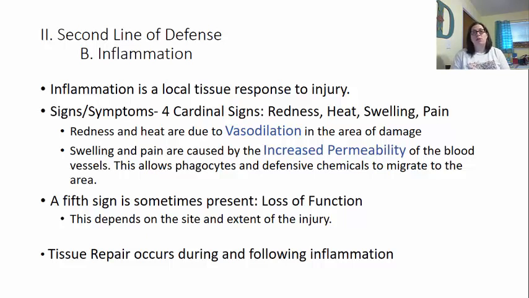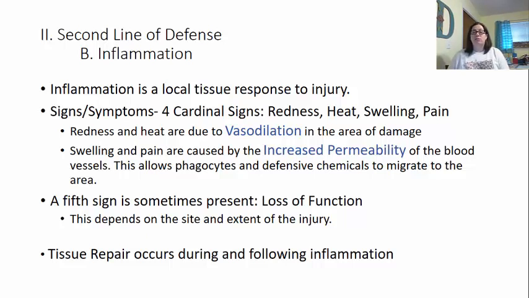Redness and heat are due to what we call vasodilation in the area. So when damage has occurred in the area, the blood vessels in that area will dilate. They get larger. This is going to bring more blood in, and blood has that red color, and this is what causes the redness. Blood also has a higher temperature than your body temperature, and this is what brings the heat. We also see in this whole idea of vasodilation, since the blood vessels are getting larger, it's stretching them, they also are going to leak more. This means that they have increased permeability. Fluids are going to leak out of them, and this causes the swelling and the pain.